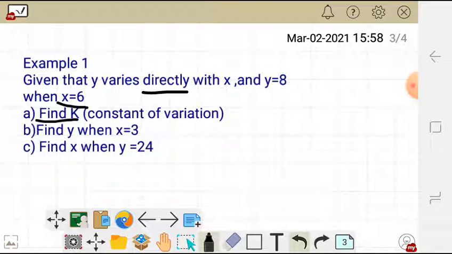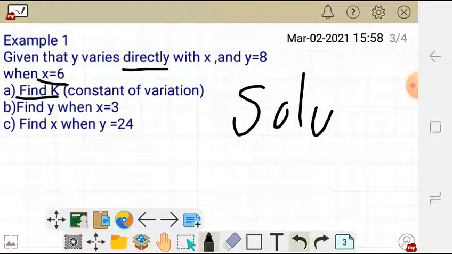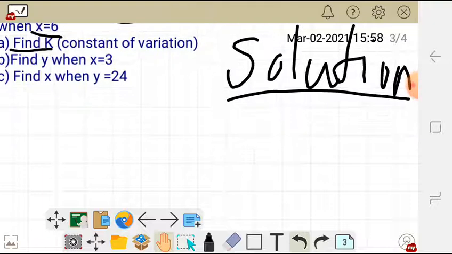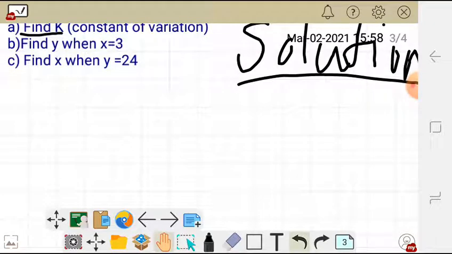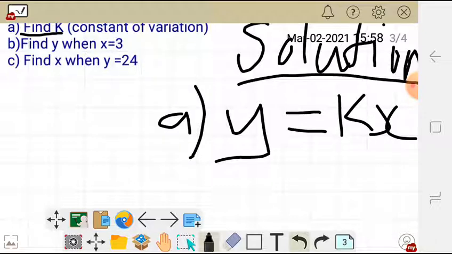Let's find the value of k first. To find the value of k, we are going to replace in our formula, so we write our formula first. Solutions. Let's work out the value of k. For the first question (a), we write our formula first, which is y equals kx.